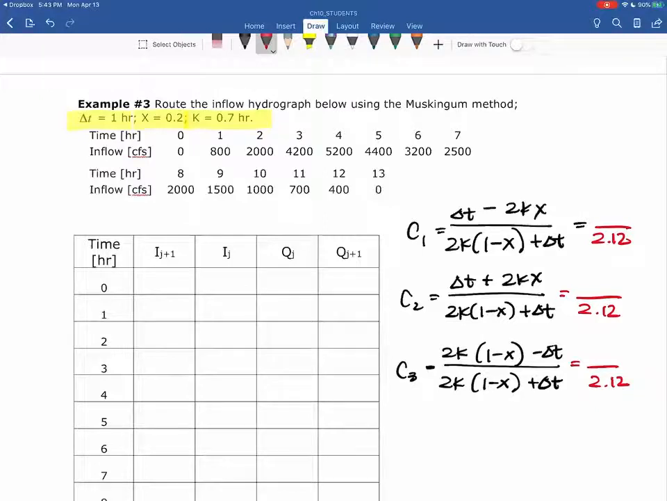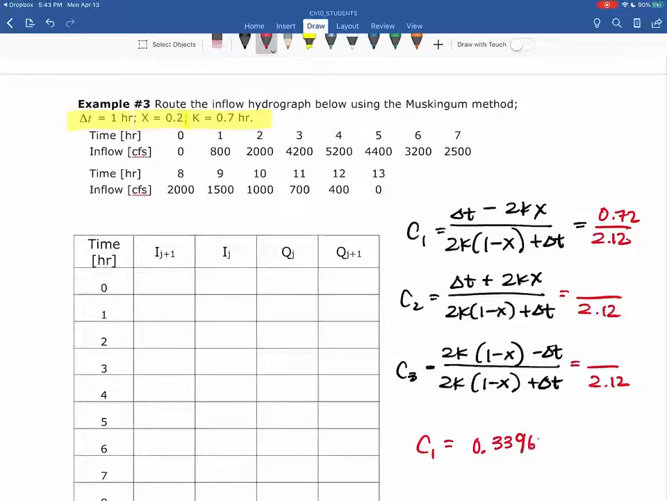So what's the numerator for C1? 0.72, yeah. So then you want C1? What's C1? It's 0.339.